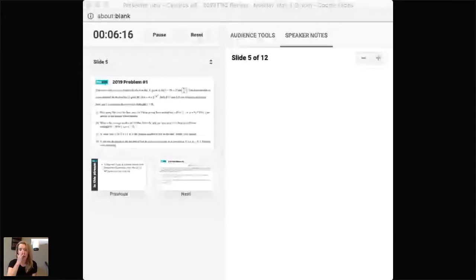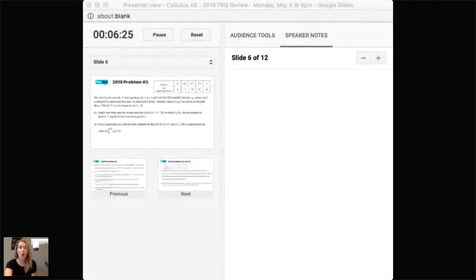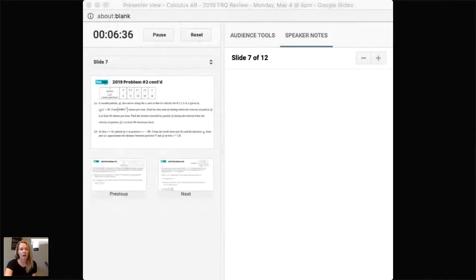Okay, so problem number 1 says we've got fish entering a lake. That's an in and out problem. Problem number 2 is a velocity of a particle problem. We're justifying, this is just the first 2 parts of the problem. We've got a Riemann sum. We've got having to look at velocity, finding the distance traveled.